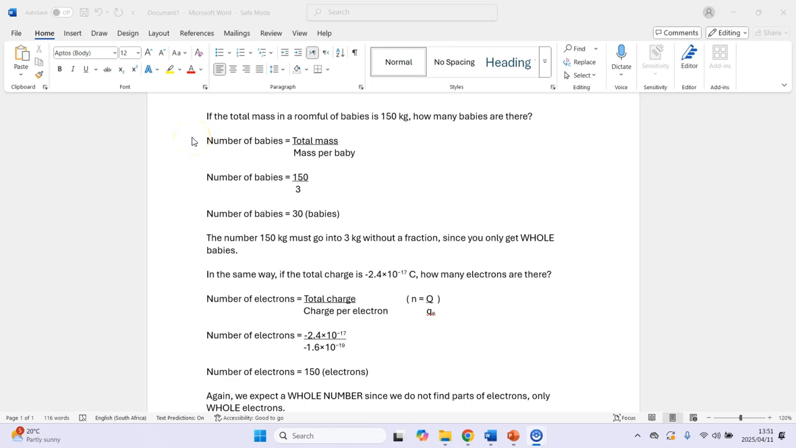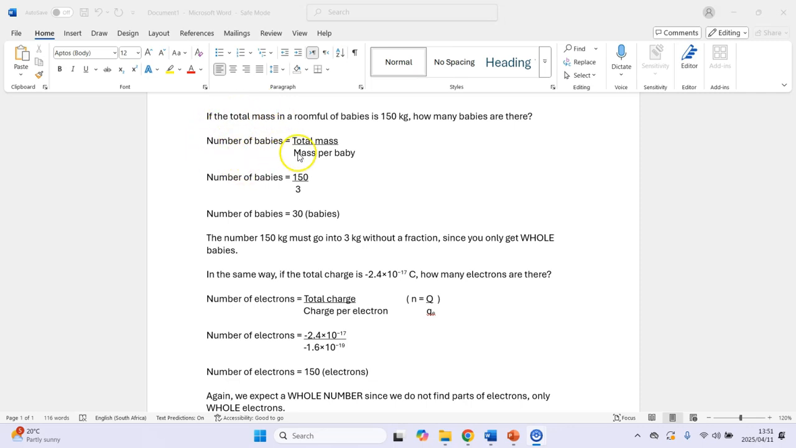Now let's look at it another way. If the total mass in a room full of babies is 150 kilograms, how many babies are there? Now this total mass over here must be a number that's divisible by 3 kilograms, which is the mass per baby, because we don't get a fraction of a baby, we only get whole babies.